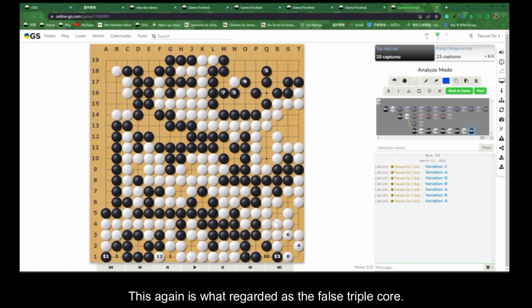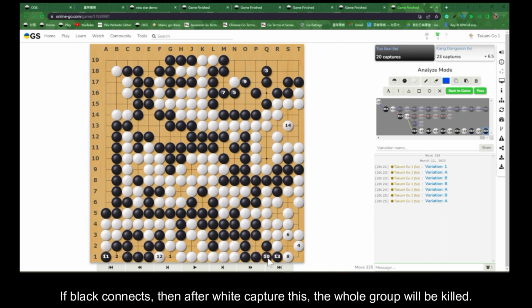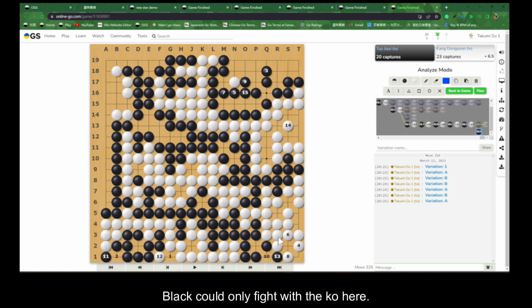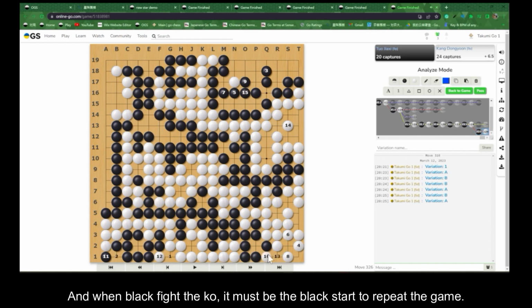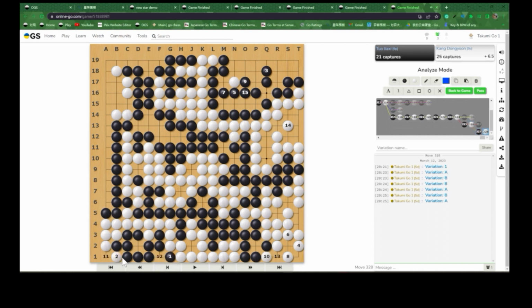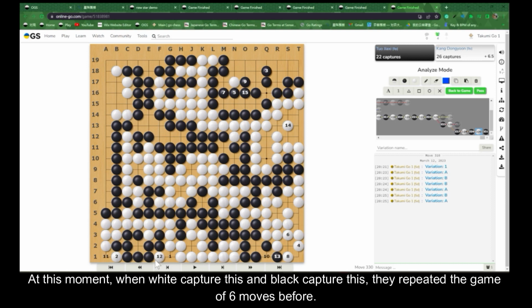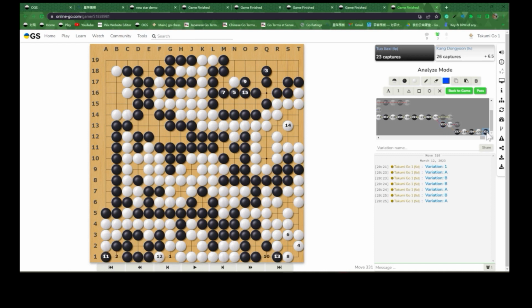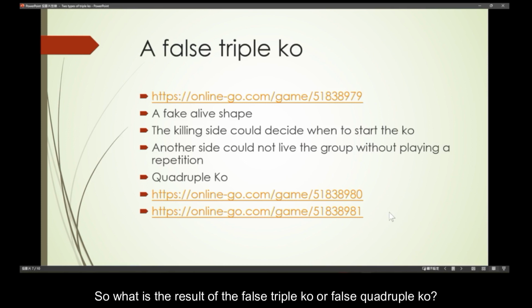This again is what we call the fourth triple core, because white could start the core anytime. White could play elsewhere, and black could not connect. If black connects, then after white captures this, the whole group will be killed. Black could not connect. Black could only fight with the core here. And when black fights the core, it must be black who started to repeat the game. At this moment, when white captures this and black captures this, they repeated the game of 6 moves before. You see, they are the same, and black repeated the game.